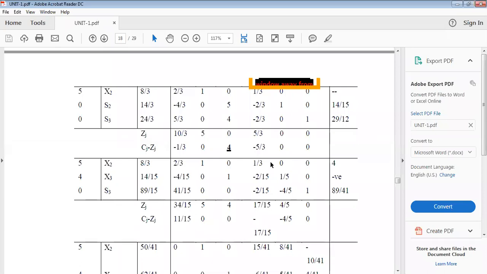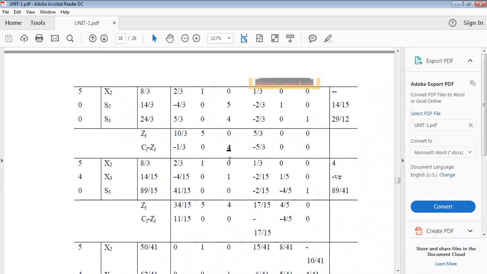Now, after this again, you calculate Zj. First row is over, second row is over, third row is over, you calculate Zj. Zj is nothing but 5 into 2 by 3 plus 4 into minus 4 by 15. If you do the addition, you will get 34 by 15. And here 5 into 1 plus 4 into 0 plus 4 into 0, you will get 5 only.